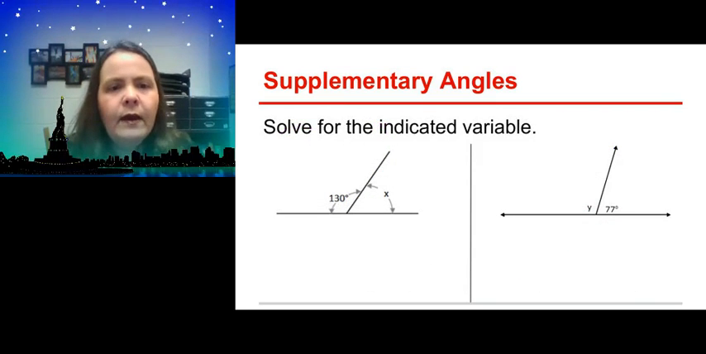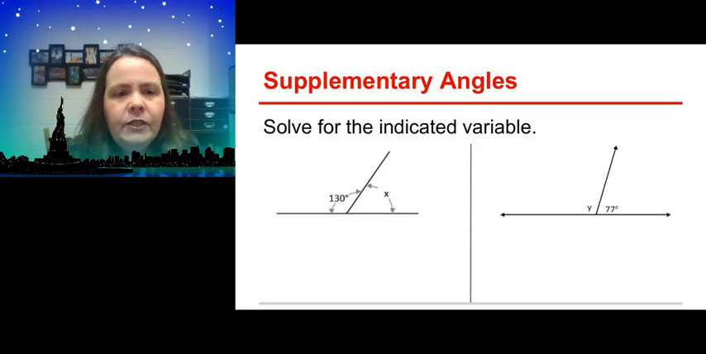All right, so let's use these supplementary angles. Here, again, they're adjacent. The sides that they do not share make a straight line. So I know that x plus 130 must equal 180, and I'm going to subtract 130 from both sides. Then when I cancel the 130 on the left-hand side and simplify, I get x equals 50.